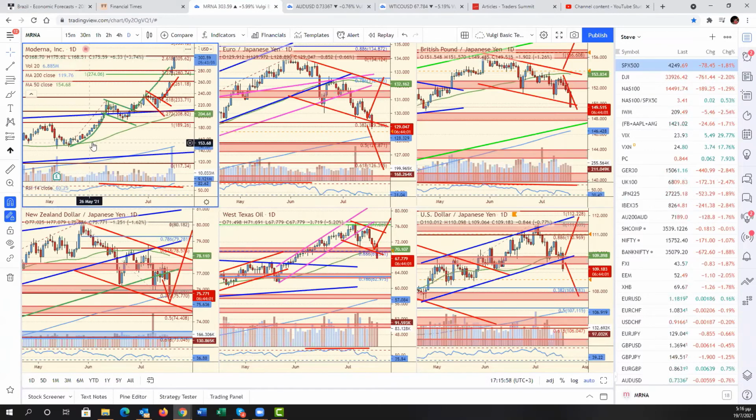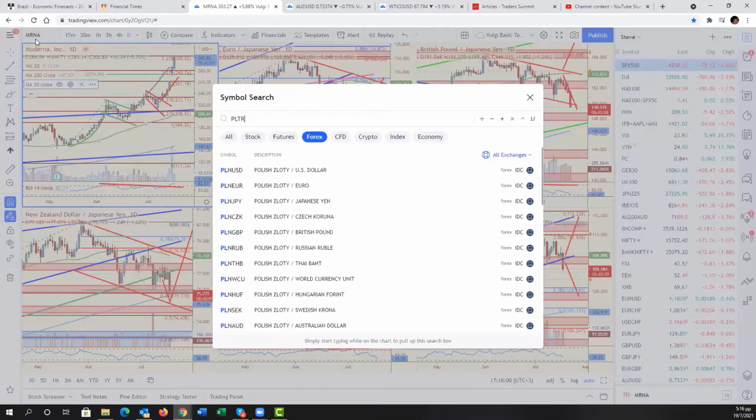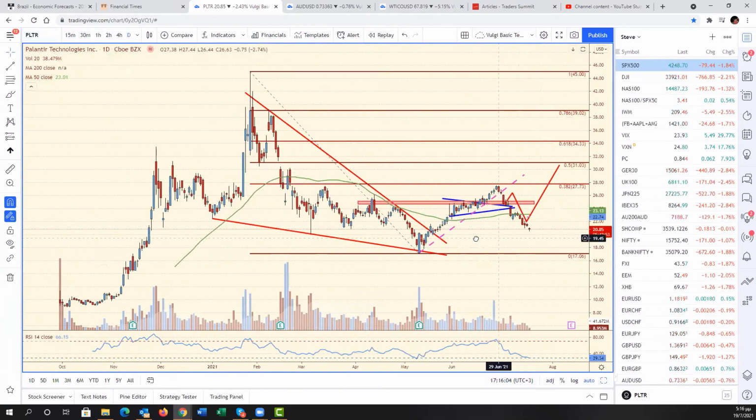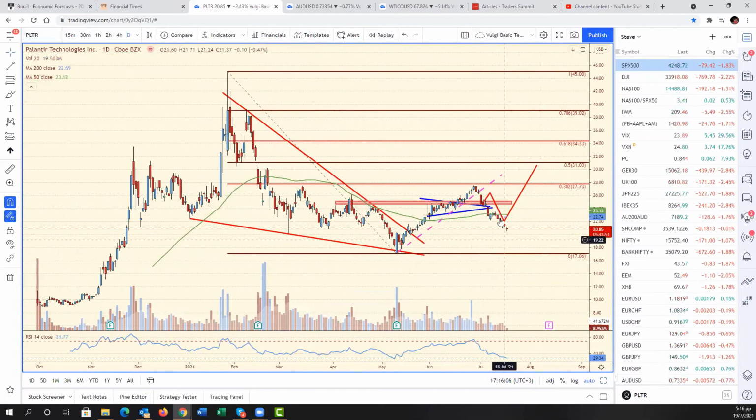Look at PLTR. Sure. Okay, last time we had a look at it, from what I see, I expected more downside. And we are seeing more downside, so that's good. So far, it's been moving as expected. Now, where to from here?